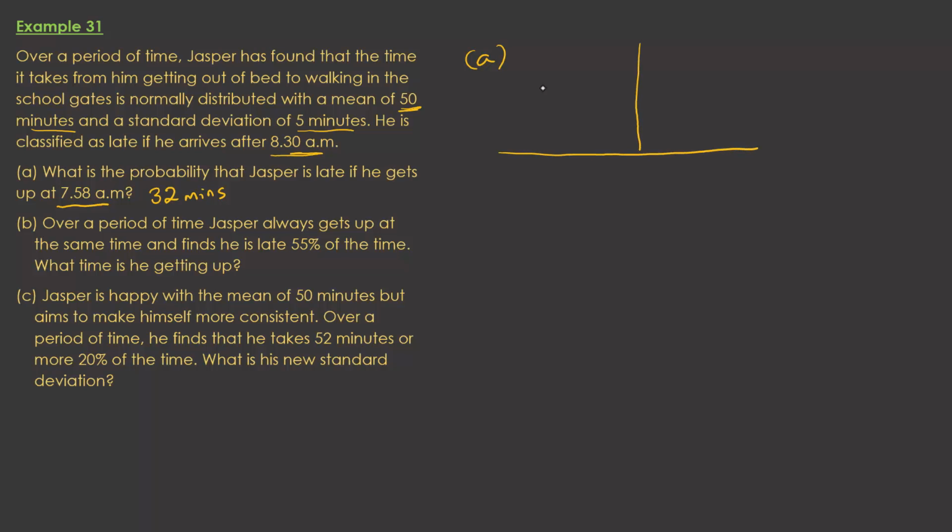So if this is his normal distribution and the mean is 50, 32 minutes is over here. Now we should say before we start that the time it takes him to get to school is normally distributed with a mean of 50 and a variance of 5 squared. Now we want this probability because if it takes him longer than 32 minutes, he's going to be late.